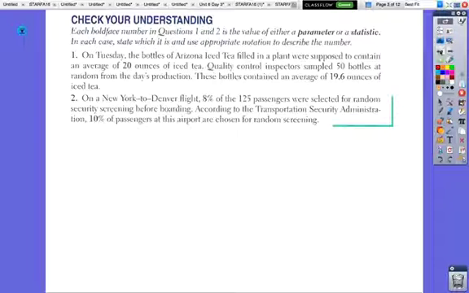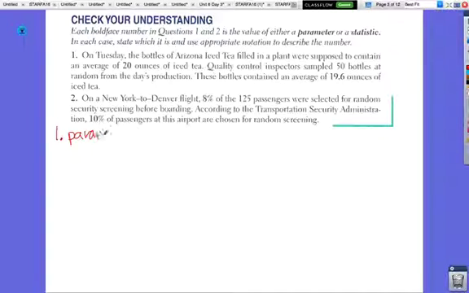On number 1, it says: on Tuesday, the bottles of Arizona iced tea filled in a plant were supposed to contain an average of 20 ounces of iced tea. Quality control inspectors sampled 50 bottles at random from the day's production. These bottles contained an average of 19.6 ounces of iced tea. So we're going to be finding a parameter and a statistic. Our two bolded numbers are 20 and 19.6. One of them is a parameter, one is a statistic.